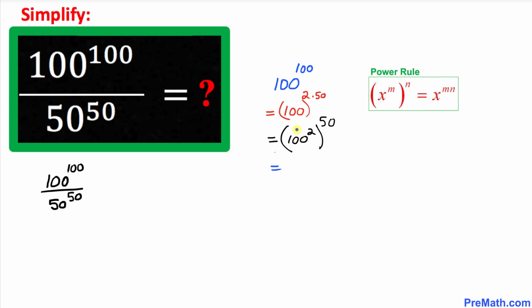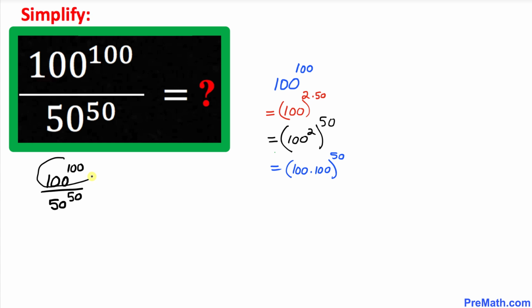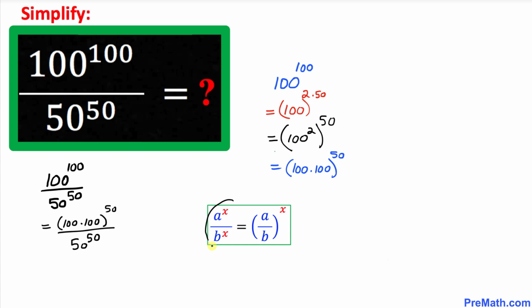And now this 100 power 2 could be written as 100 times 100. We're going to multiply it twice and then power 50. So now I can replace this numerator by this number. Let's go ahead and do that one. So that is going to give us 100 times 100 power 50 divided by, our denominator is going to stay same.